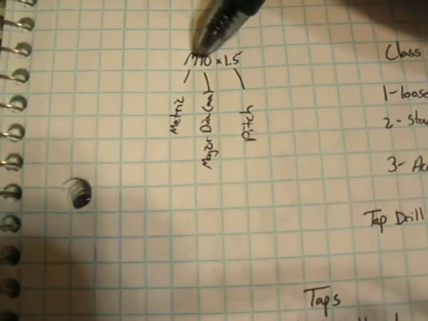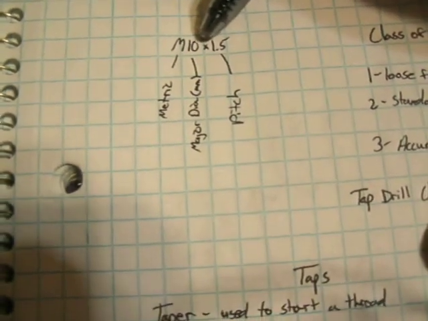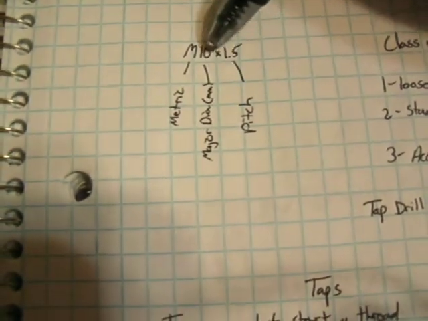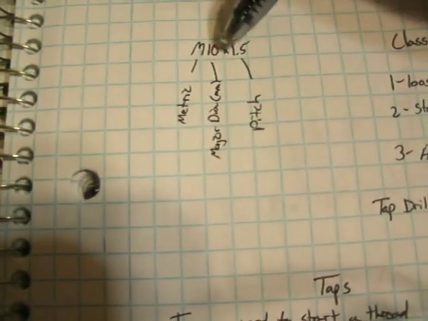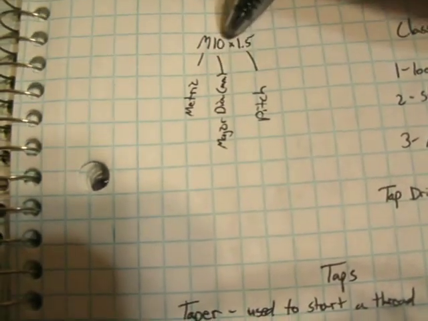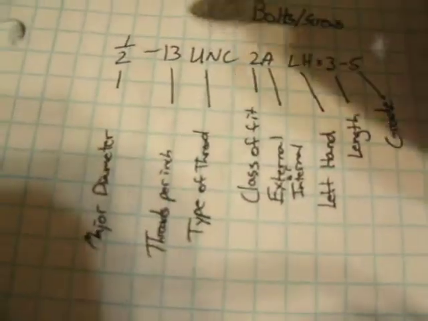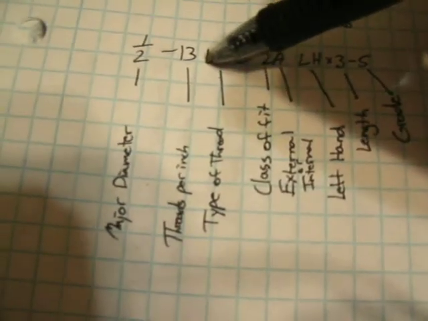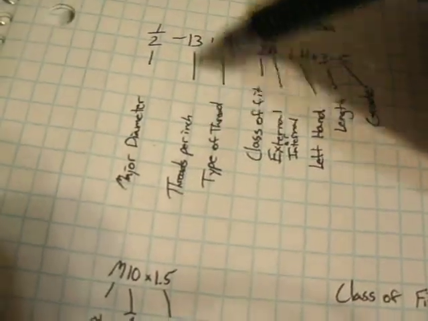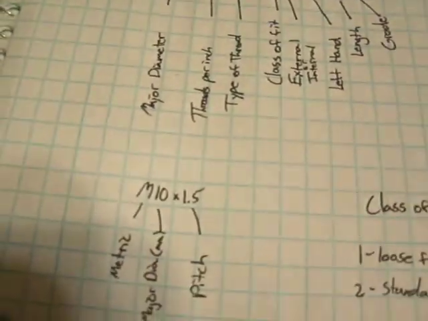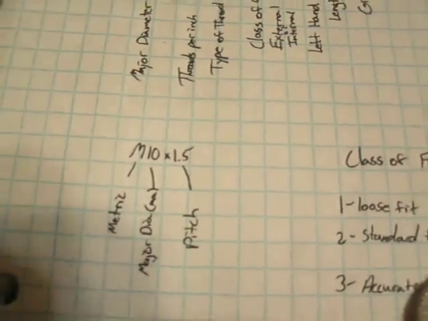M would be your metric. 10 is your major diameter in millimeters, not centimeters, so keep that in mind. And then after that, it's your pitch. Now, pitch is the same thing as what we would consider threads per inch. Just two different ways of doing it. Both work. Just two different methods of measuring threads in a distance.